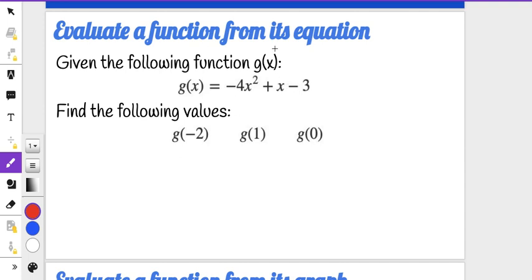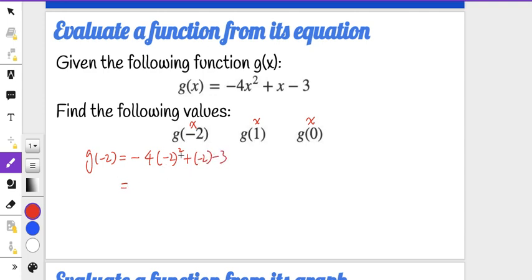So all we need to do, the first one, as you can see, this represents x. We substitute the x into the original equation. So wherever we have x here, it will become the value we have. So it is negative 4 times negative 2 squared plus negative 2 minus 3.